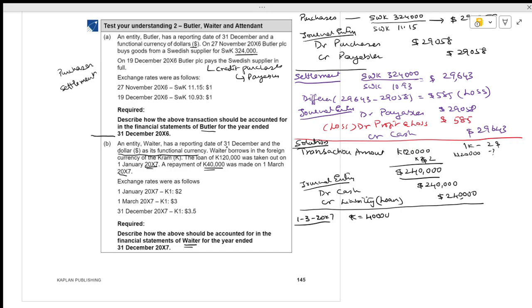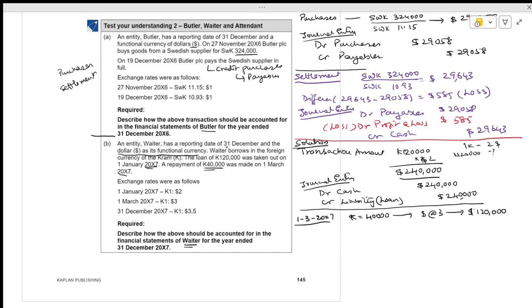40,000. Convert this 40,000 into dollars at the rate of $3. It comes to how much? 40 into 3 comes to $120,000. Okay, $120,000.